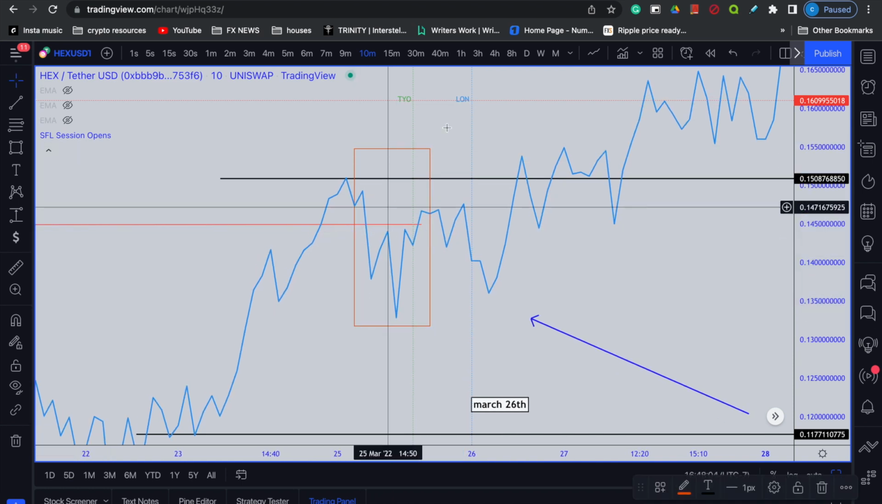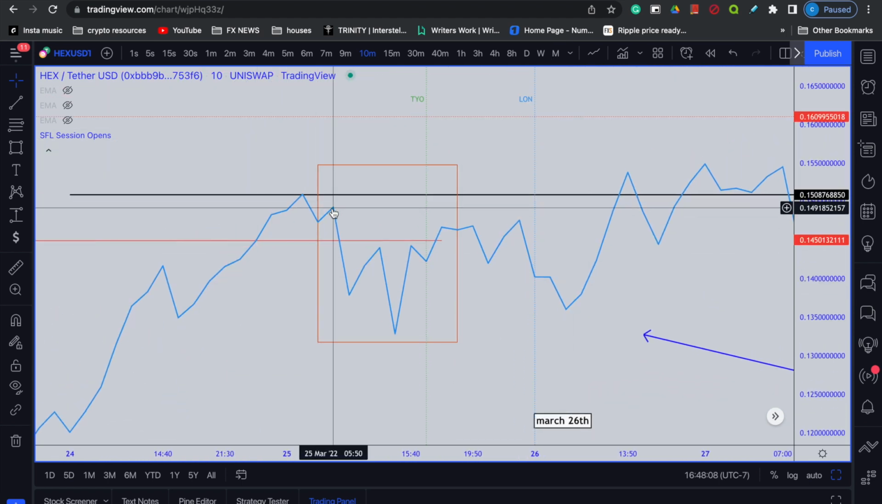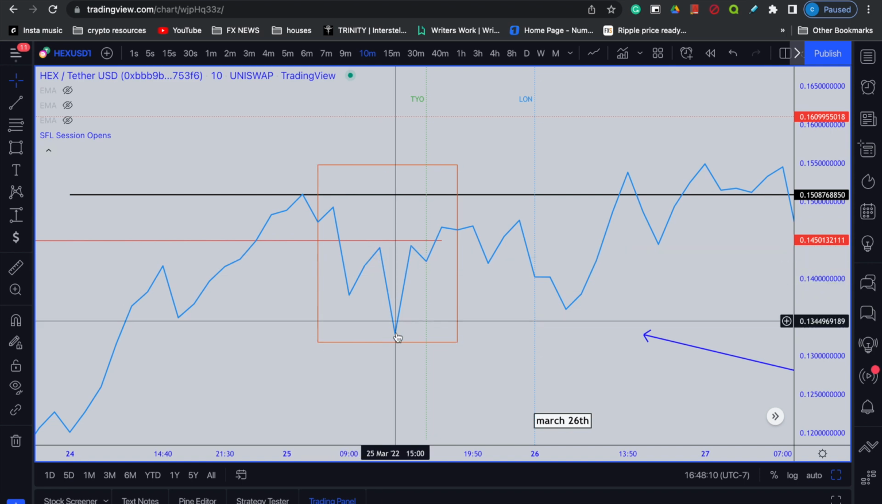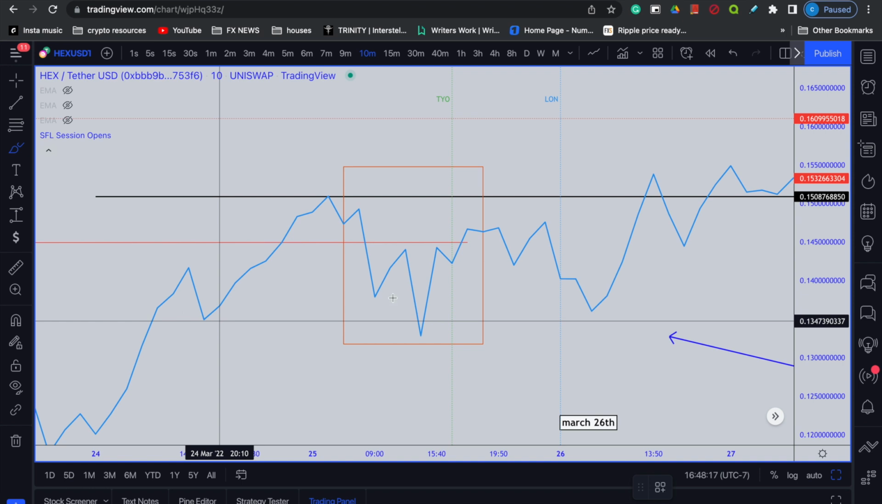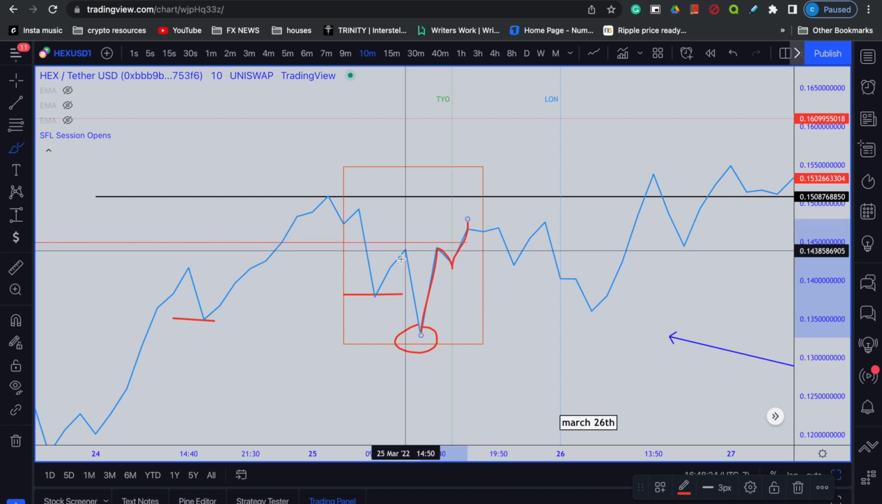Well, we can see here utilizing the line chart information that the market makers had early sellers, early buyers. The market makers liquidated those buyers, utilized this area beneath these lows here and here as liquidity. The market grabbed that liquidity and then reversed higher, breaking previous market structure.